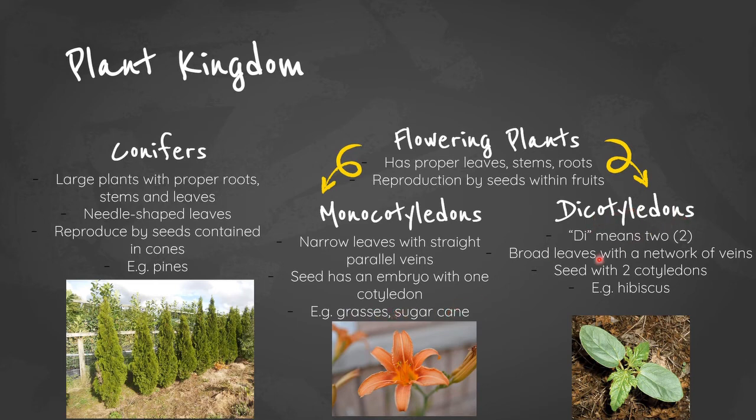Dicotyledons, as we said, di meaning two. So the seed has two cotyledons. And these plants tend to have broad leaves. You see, let's compare. This is a bit narrow. And then the dicotyledon plants, it's broad. So the leaves are broad and they have a network of veins. So you see that they're not parallel to each other. They have a network of veins, almost like a web. An example of this is a hibiscus plant.